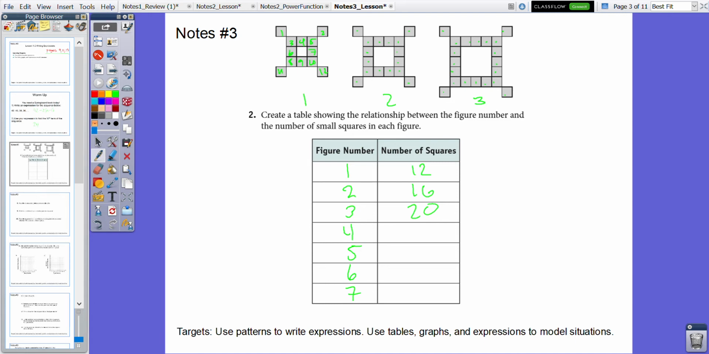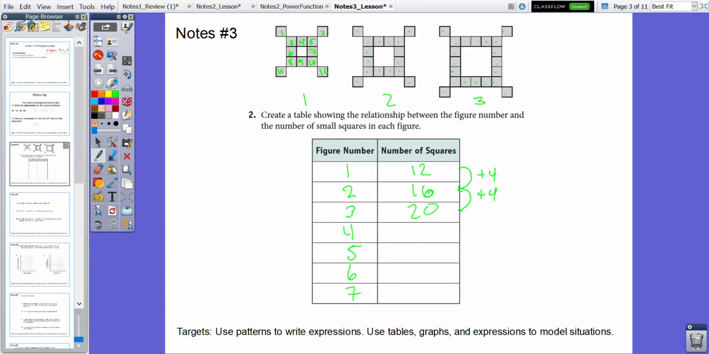We'll notice that, once again, like we saw in the last lesson, the figure numbers just go up by 1. Really not that interesting. But if we look at the number of squares for the first 3 figures, we have 12, 16, and 20, and we'll notice right away that this has a common difference. Because we add the same number to get from 12 to 16 and 16 to 20, we know that our common difference is positive 4, or 4. So we keep adding 4 to get to the next term.